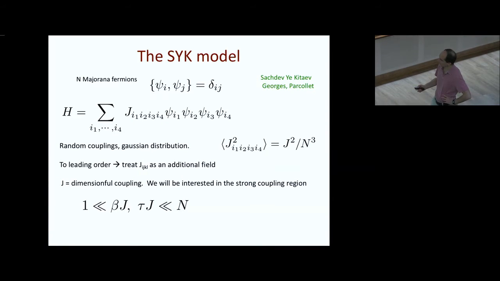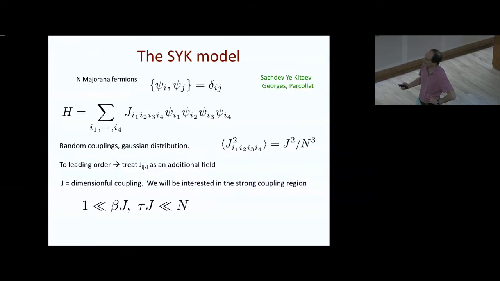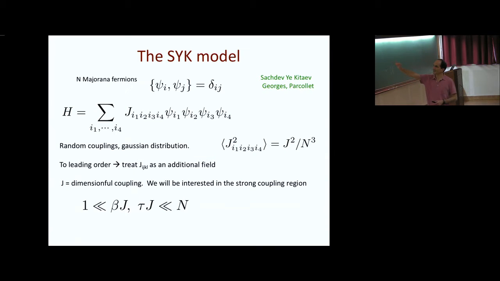J is a dimension-full coupling, so the psi's are dimensionless, and J is a dimension-full coupling. The theory is trivial at very high energies, and at low energies, it becomes strongly coupled. We're going to be interested precisely in that strongly coupled region, where the energy times J is very large, or the inverse temperature times J is very large. So these combinations are the effective couplings. We're going to take them to be very large compared to 1, so that we are at strong coupling, but not so large that they become bigger than N. In this regime, we can consider a special set of diagrams, and that's the regime we're going to study.